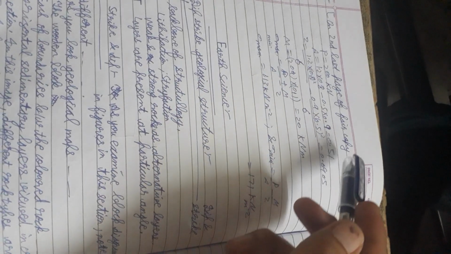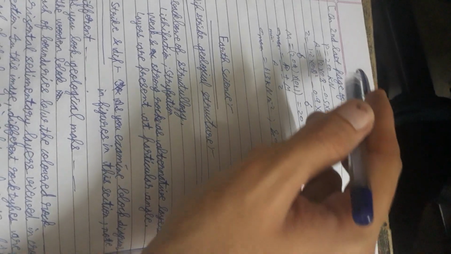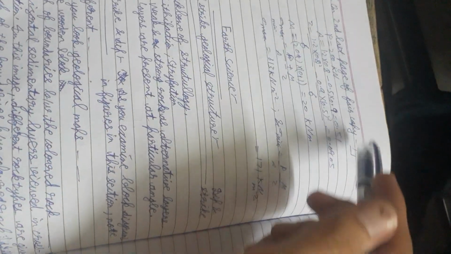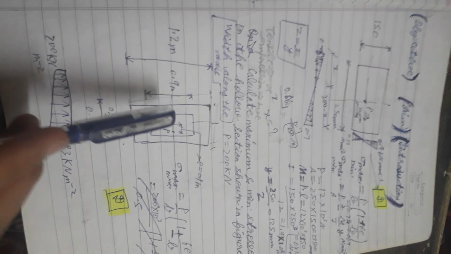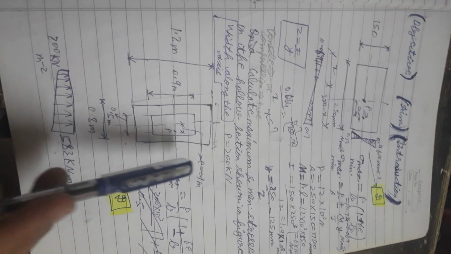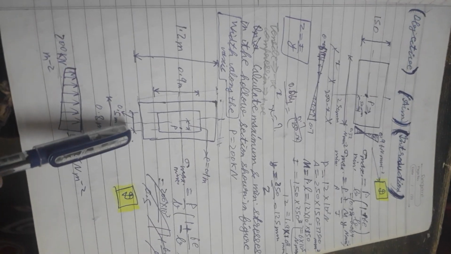In the second last page of fair copy 1, this is the figure where P is equal to 200 kilonewton, 0.9 meter, 1.2 meter, E is equal to 0.1 meter, 0.5 meter, 0.8 meter.